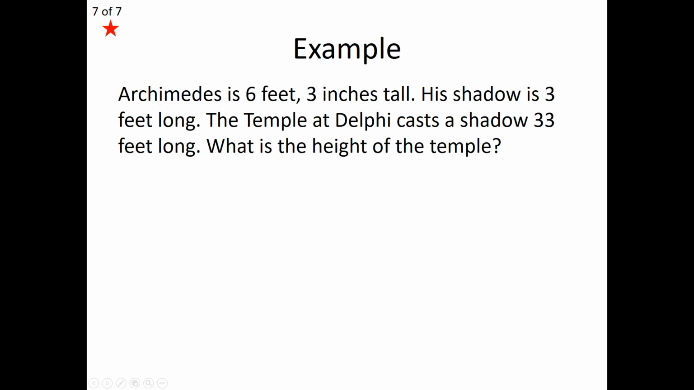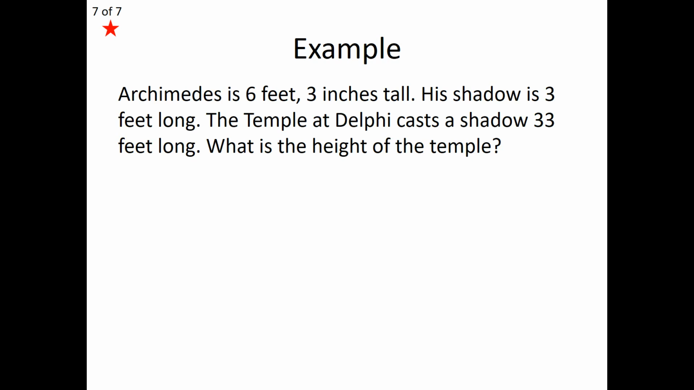So our example here leads us to Archimedes and the Temple of Delphi. You know, they're wondering, isn't that pronounced Delphi? Well, in Greek, it's pronounced Delphi. So we have Archimedes standing at a stark height of 6 feet 3 inches tall, where he's casting a shadow of 3 feet long. And the Temple of Delphi casts a shadow of 33 feet long. What is the height of the temple?